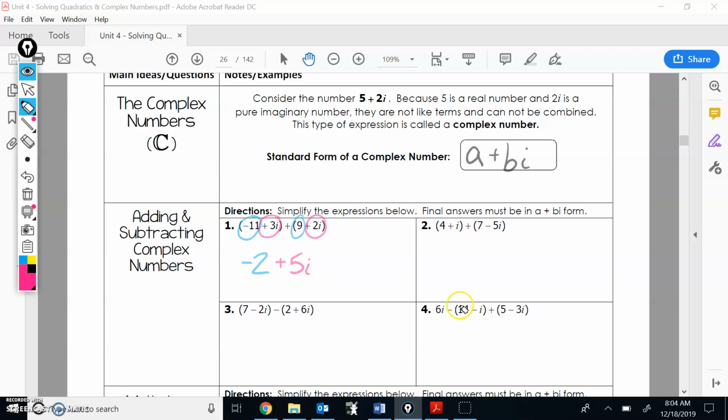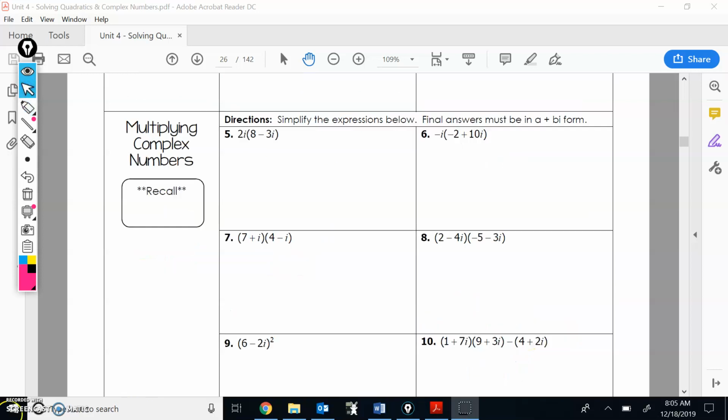Looking at number 4, here we just have some distribution first. So we're left with 6i minus 14 plus i plus 5 minus 3i. Then we can combine like terms. The real part is negative 14 plus 5, which is negative 9. And the imaginary part is 6i plus i minus 3i. That makes 7 minus 3, which is 4i. And you can leave it just like that.